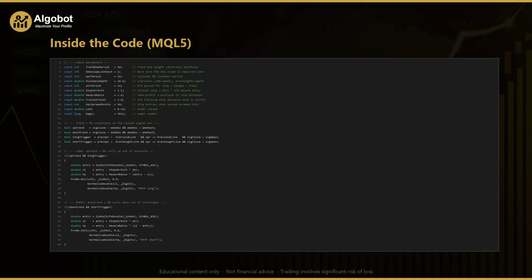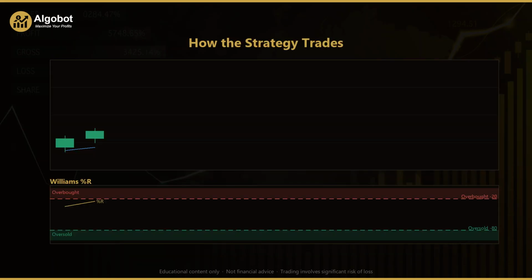In the long block, when both the uptrend and the long condition are true, the code reads the ask price as the entry, places the stop multiple of ATR below it, and sets the take profit at the reward ratio times that stop distance above entry. It then calls trade.buy with those stop and target levels. The short block is the mirror image. It reads the bid, places the stop above entry, sets the target the same distance below, and calls trade.sell. Clean, symmetric, and readable. Let's bring the whole strategy to life on this illustration.